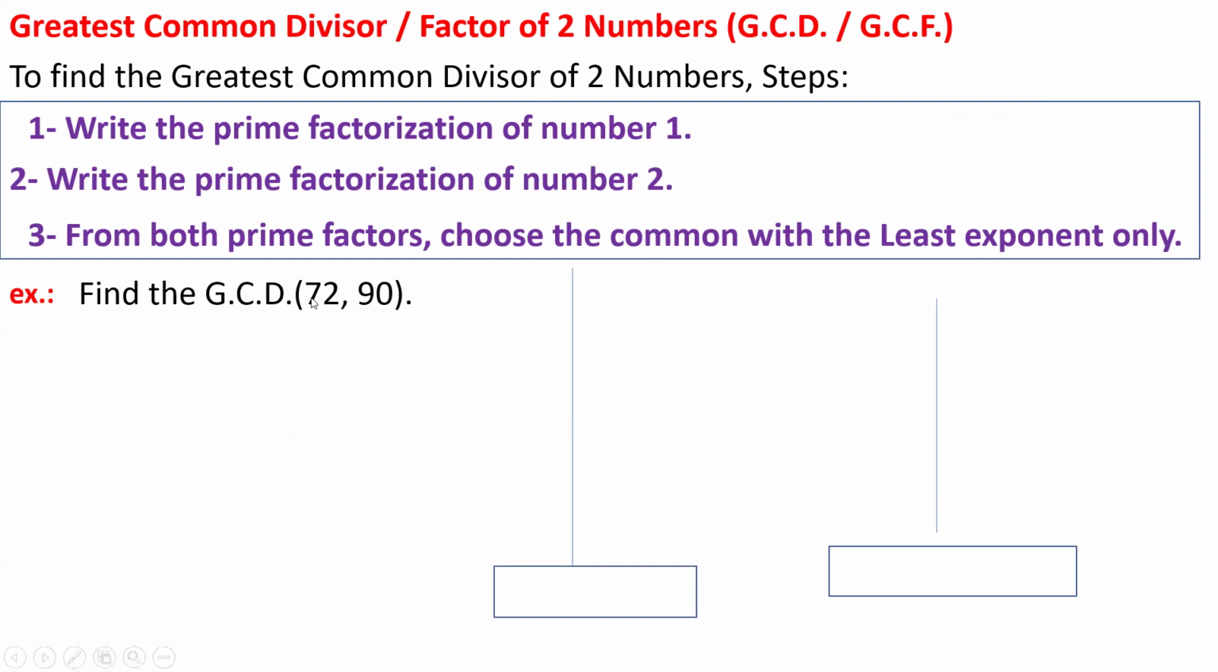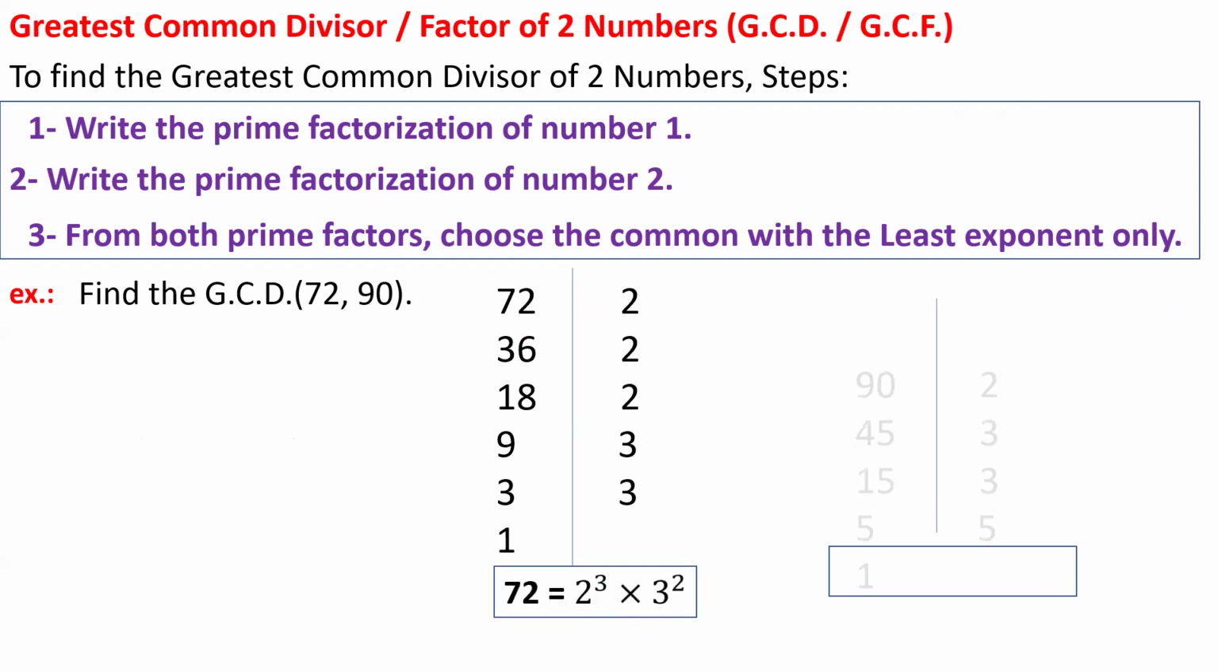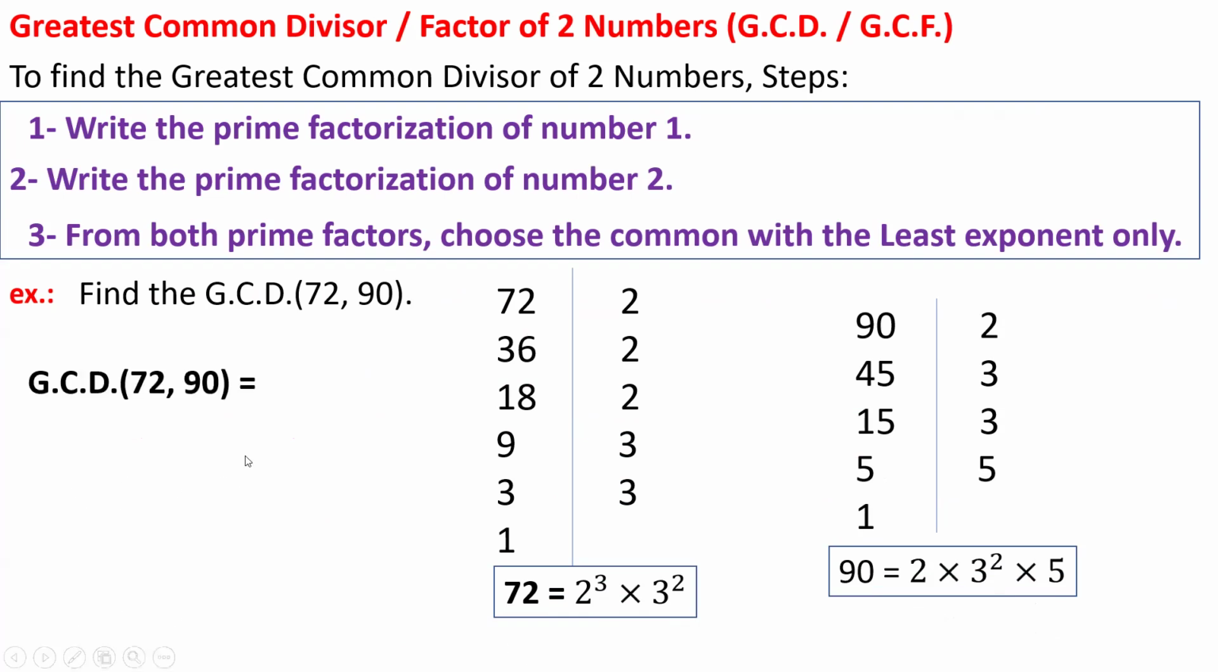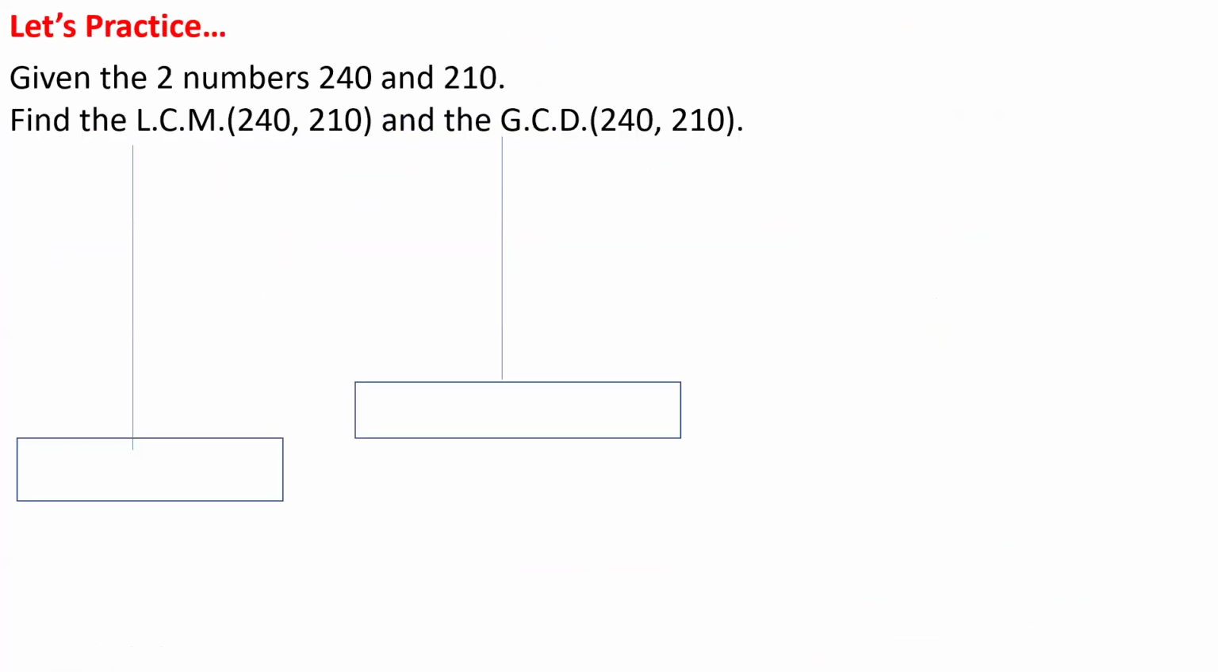Let me again do the GCD of 72 and 90. I will write the prime factorization of 72 and the prime factorization of 90. From these prime factors, 2 cubed times 3 squared and 2 times 3 squared times 5, I will choose the common base with the least exponent. 2 cubed or 2 to the power 1, of course I take 2 to the power 1. 3 squared or 3 squared, when it's equal, I take any of them. 5 is not common, so I do not take it in the GCD. So the answer here for the GCD is 18.